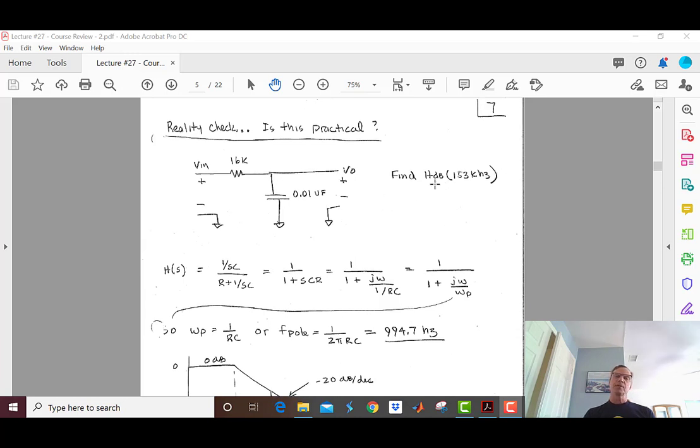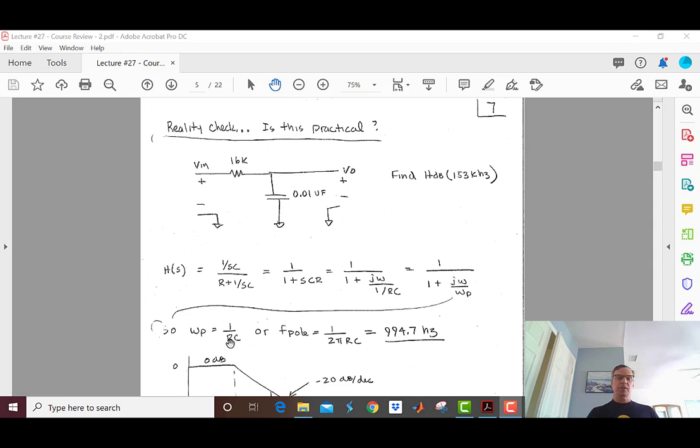What's the response, the magnitude of the response in dB at 153 kilohertz? So the transfer function, we can work this out on a napkin really easily. And here it is. And our pole frequency is 1 over RC. Eventually, you'll just memorize this. This one I've memorized, I know it.